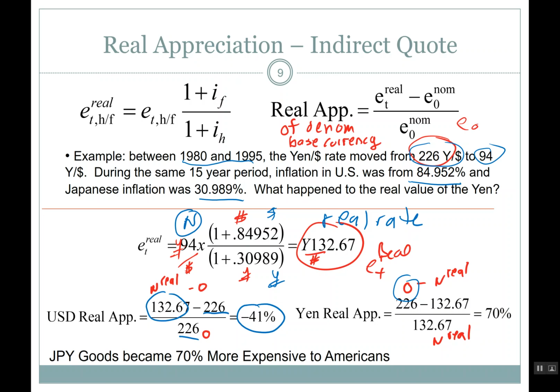I'm sorry, what did I say? I said yen, right? Oh, okay. Or did I say yuan? No, I said yen. All right.